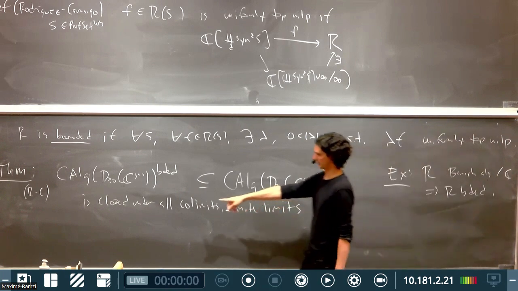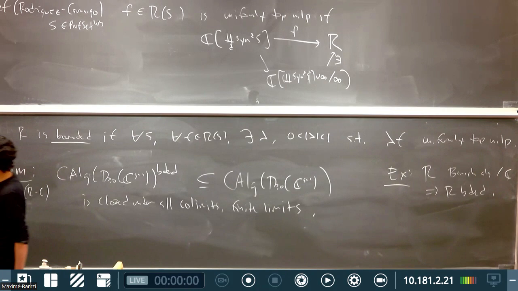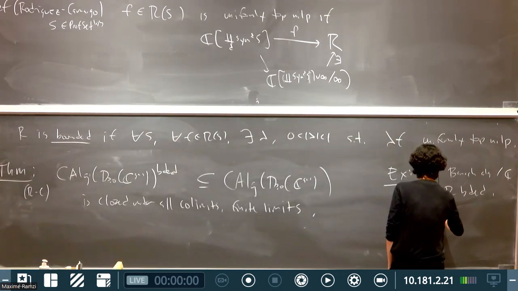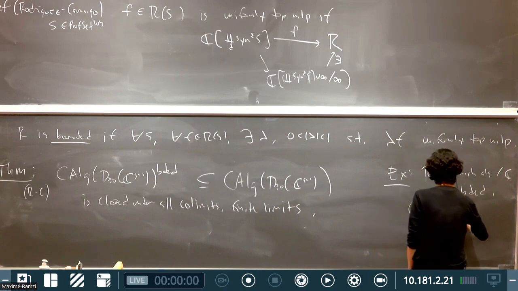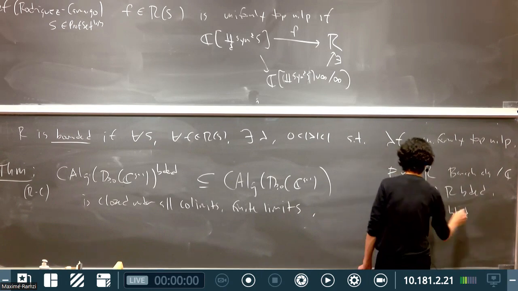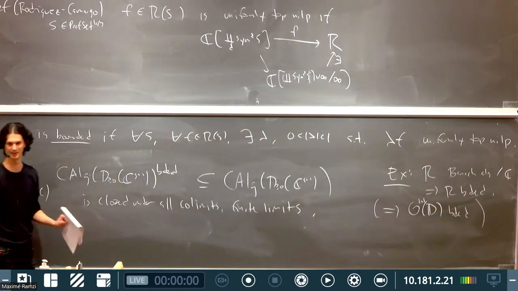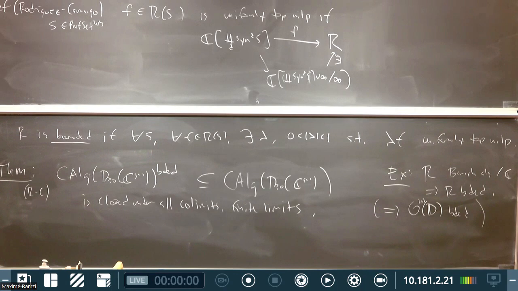And now you learn also that any filtered colimit of Banach algebras, or any tensor products of Banach algebras, and whatever you might do to whatever you have, you're still going to stay in the realm of these bounded guys. And also in particular, this O of D is bounded. And if you have R bounded, then R tensor with this is bounded, and so on and so forth. So it's very, very convenient to be in this bounded framework.